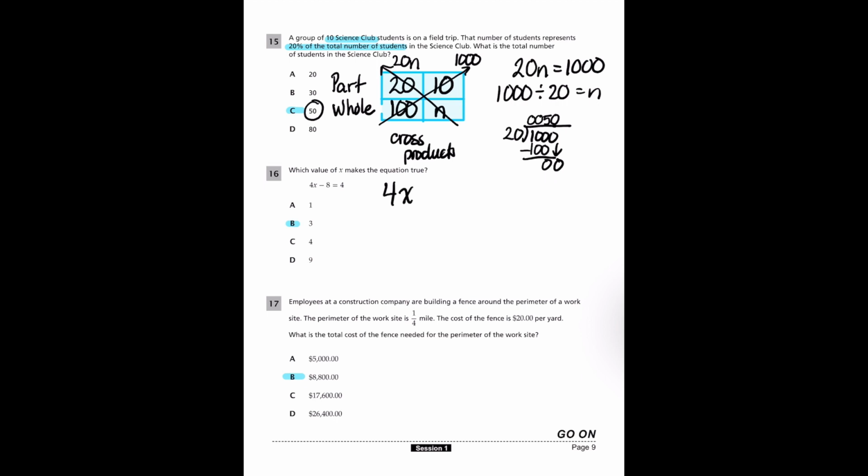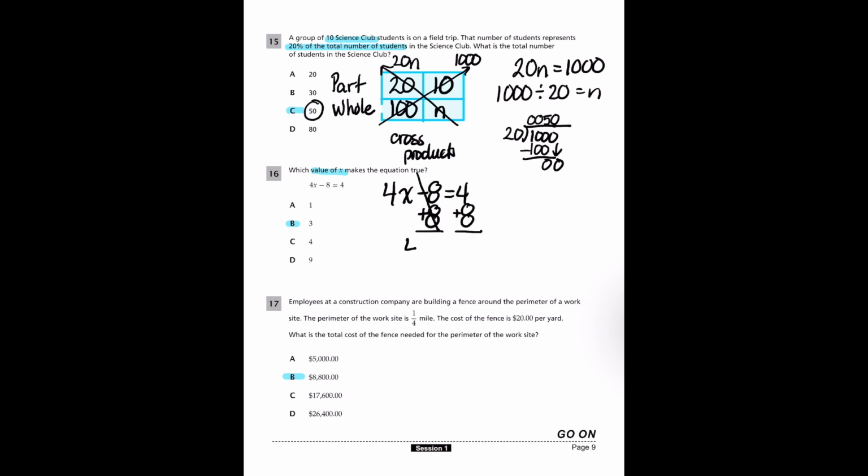4 times a number minus 8 equals 4. I want to know what value for x makes this true. So I'm going to solve for x. So watch what I'm going to do. First, I'm going to make a 0 pair. I want this x. So first, I'm going to deal with this constant by making it into a 0 pair. I'm going to add its opposite. And to keep balance, I'm going to do the same thing to the other side.